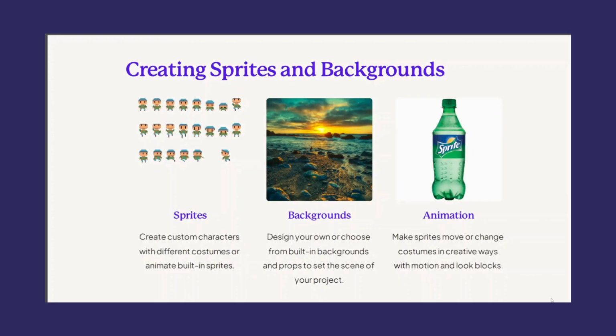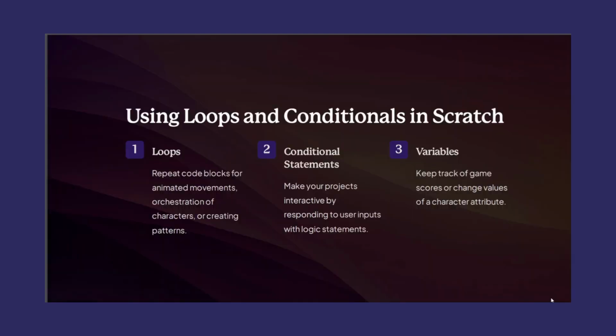So as we discussed, we have sprites, backgrounds, and animation. We can create custom characters from the sprites pane. You can add the backdrops and background, and then you can do animation with the help of the loop blocks and motion blocks. Now, using loops and conditions in Scratch, let's see these two examples in Scratch.